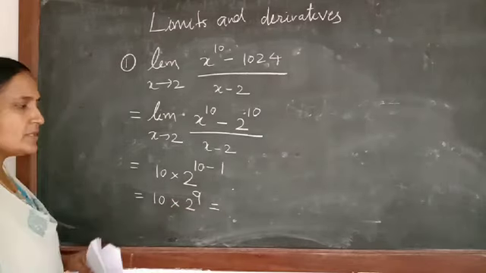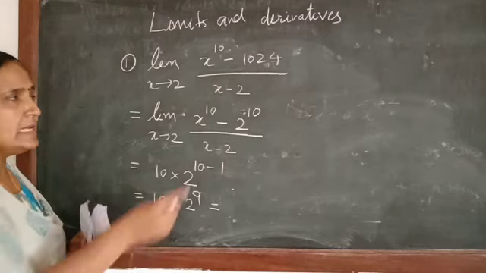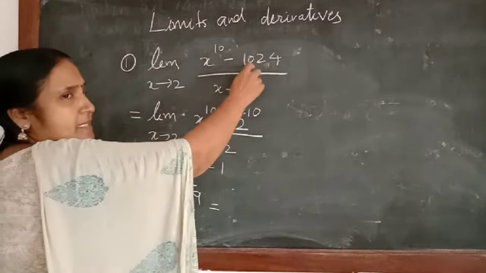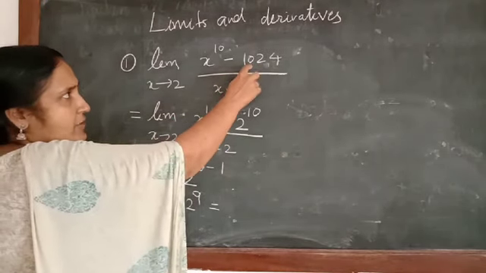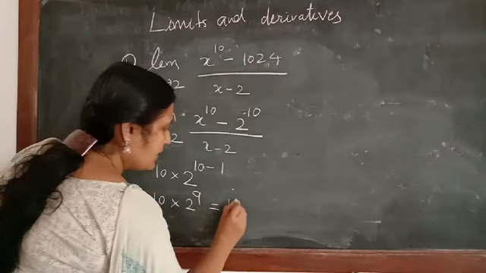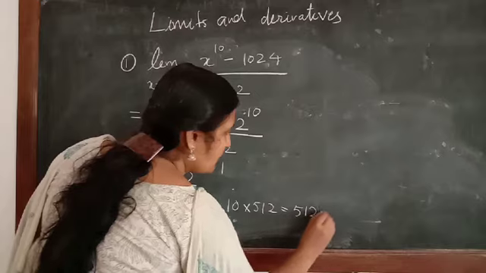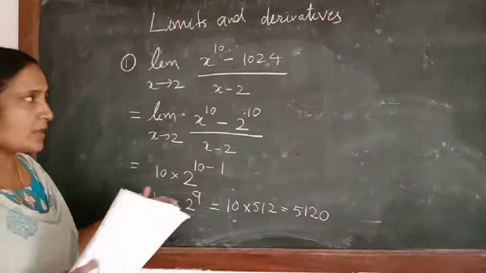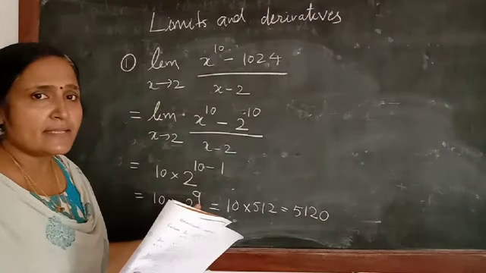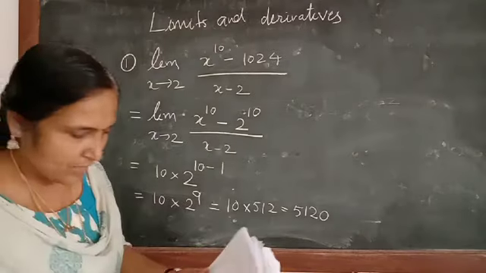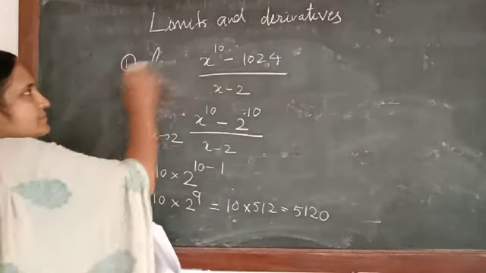So now what is the value of 2 raised to 9? Just divide it by 2 because it is 2 raised to 10. So if you divide, what will come? 512. So the answer will be 5120. So I hope how to use the formula is clear to you. Now we'll do the next question.